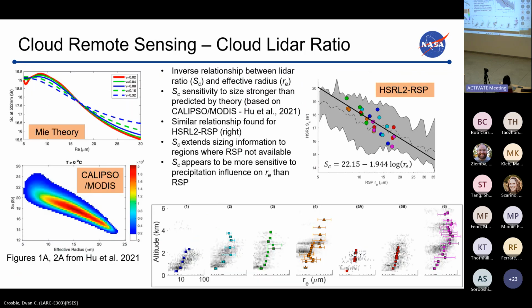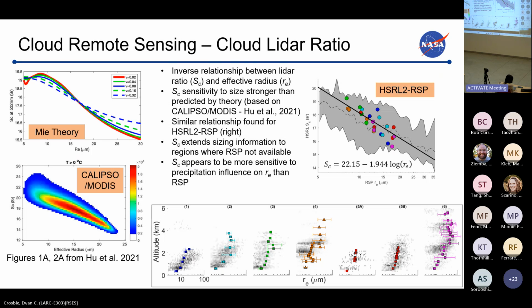Okay, just to wrap up, I'm going to touch on some of the things we're looking at with cloud remote sensing. This is work with John and also with the RSP team. So we want to try and use LiDAR ratio to help with understanding drop size. On the left, this is a paper from 2021, basically using Calypso comparisons to MODIS, looking at the LiDAR ratio versus effective radius. And we'd expect from theory that as effective radius increases, LiDAR ratio should go down. And indeed, you see that in the data set.